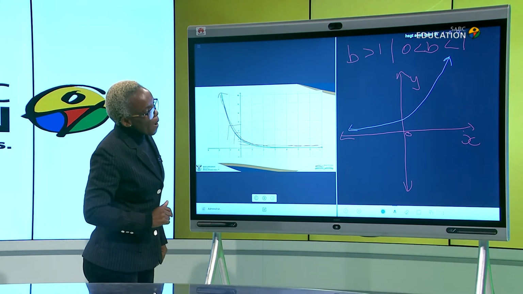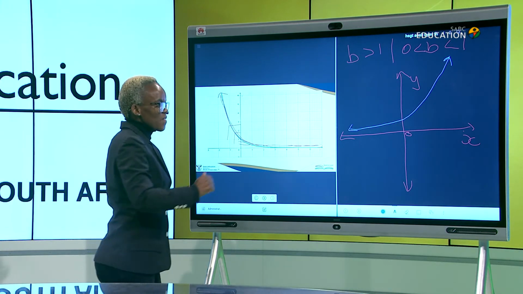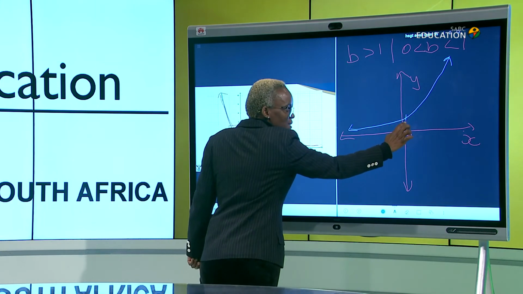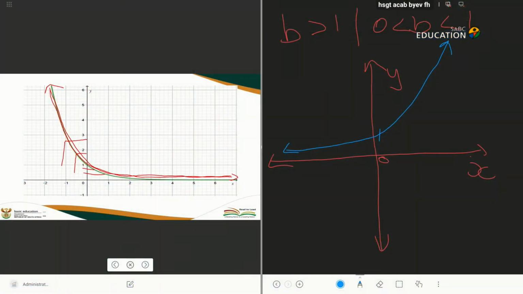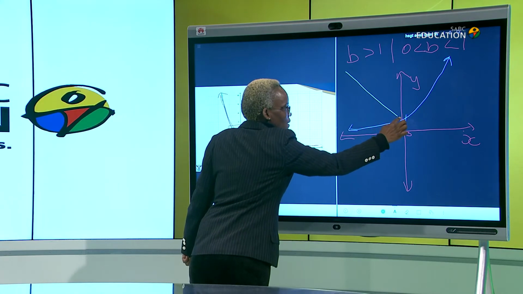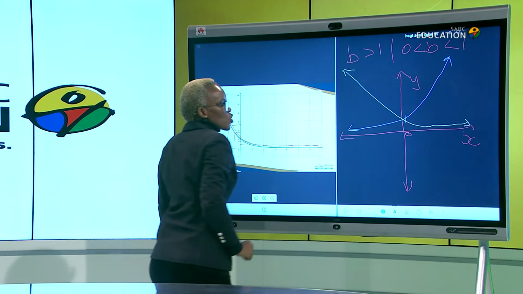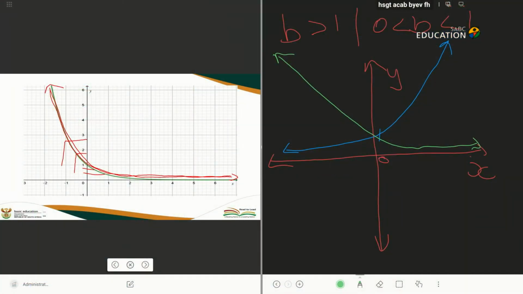Now, where b is greater than 0 and less than 1, it's a decreasing function. Remember, it cuts the y-axis at 1. It decreases without bound as x approaches infinity. So we can conclude about the two graphs.